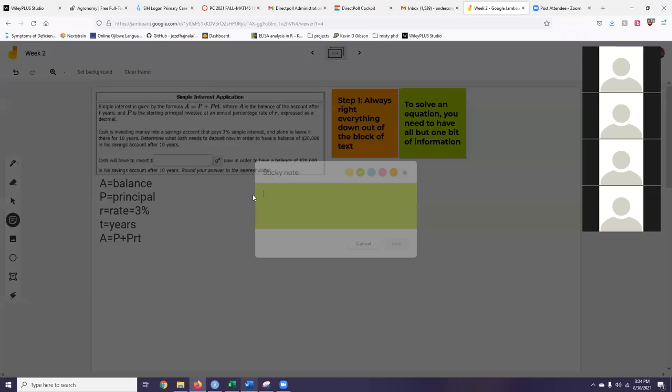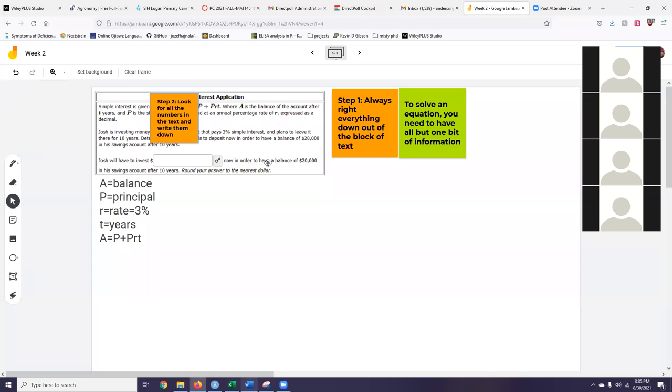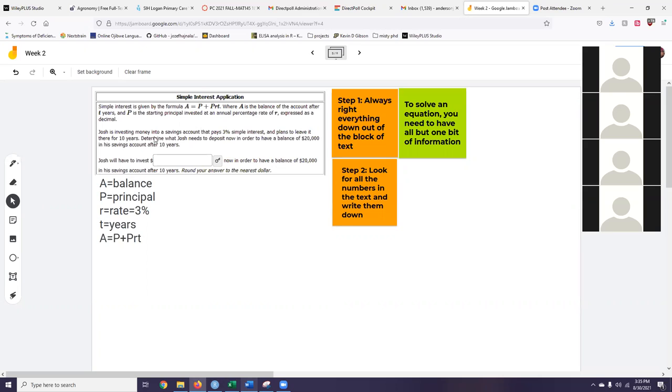So in this step two, look for all the numbers in the text and write them down. So I have a 3% and plans to leave it there for 10 years. So I have a T of years of 10. Determine what Josh needs to deposit now in order to have a balance of $20,000 after 10 years.